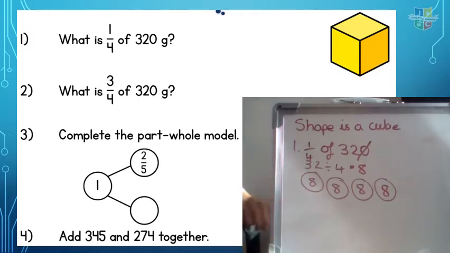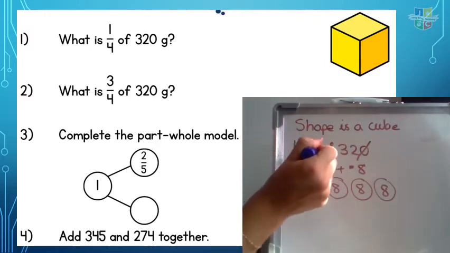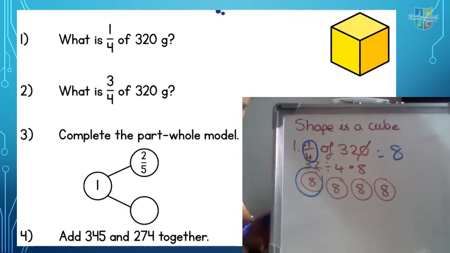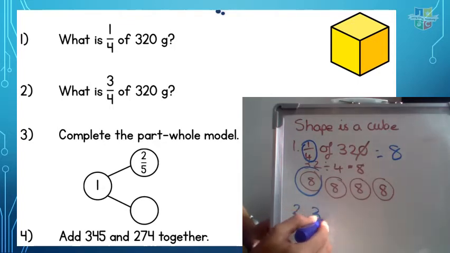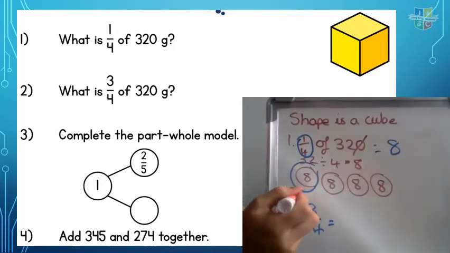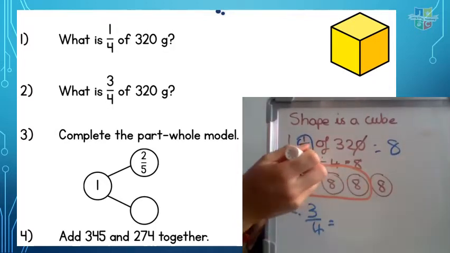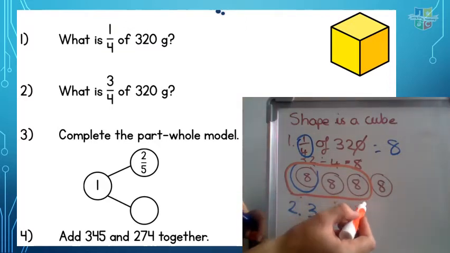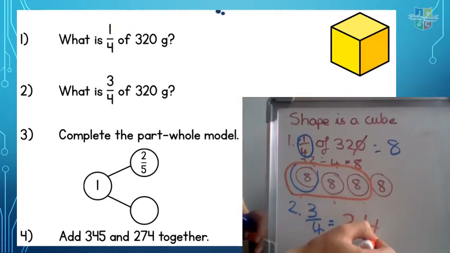So I know if I am finding just 1/4, I'm going to find one part, so your answer is going to be 8. However, for number 2, when you're finding what 3 parts are worth, I'm going to use a different colour. So there's 3 parts, so 1, 2, 3, and I can see 3 parts, I've got 8, 16, 24, so 24 is your answer for number 2.